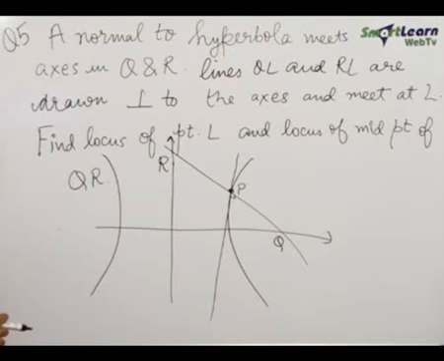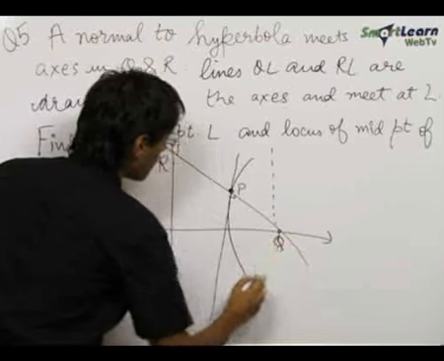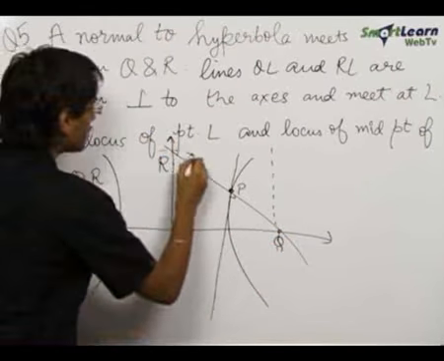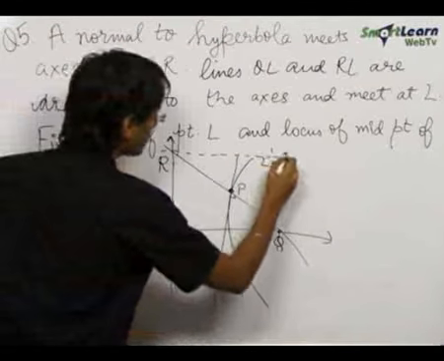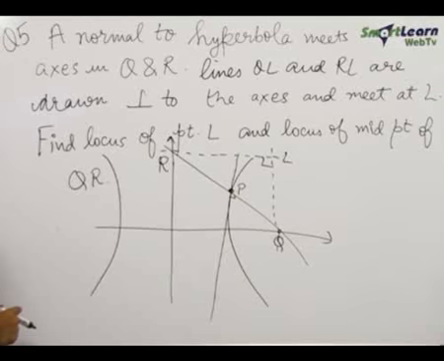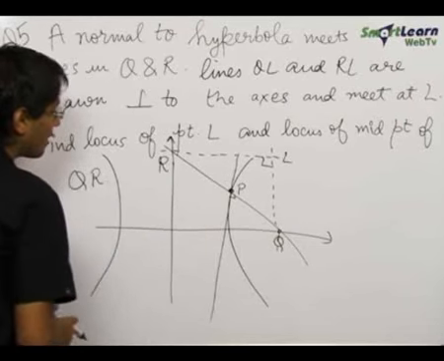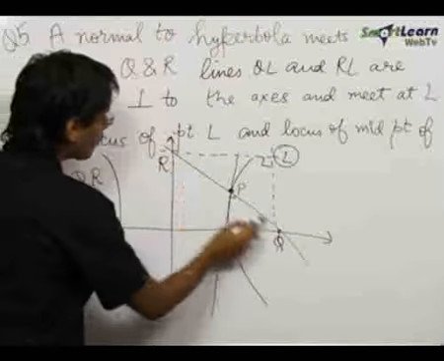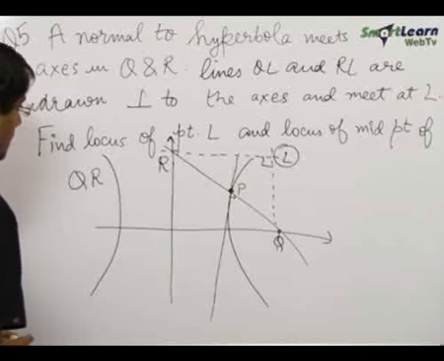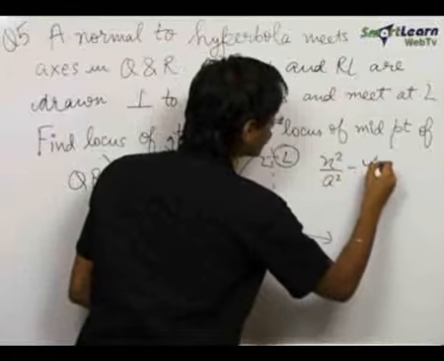We need to find the locus of point L such that QL is drawn perpendicular to x-axis and RL is drawn perpendicular to y-axis and they meet at L. In other words, a rectangle has been completed by joining QL and RL. We need to find the locus of L and the locus of the midpoint of line QR. First of all, the hyperbola is x square by a square minus y square by b square is equal to 1.